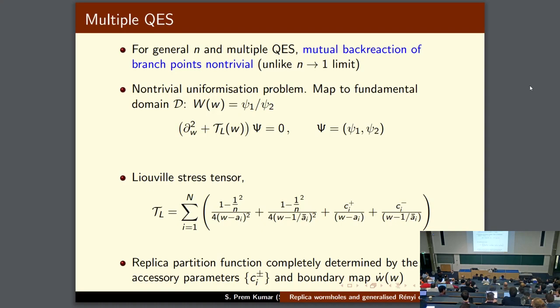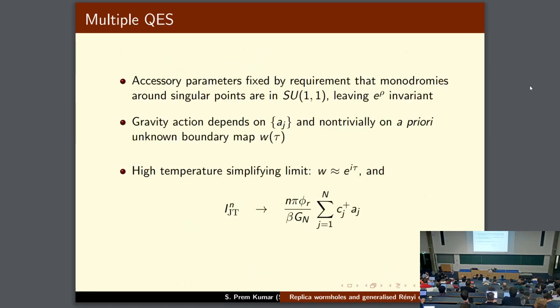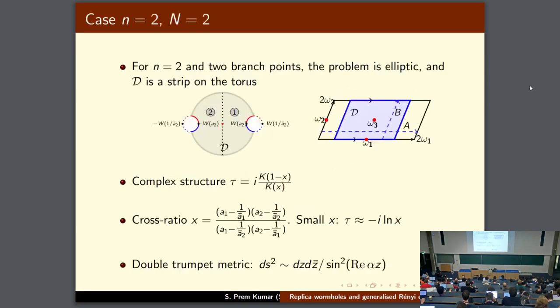This is actually quite well known. You have to solve for the uniformization map, capital W of w, by solving this auxiliary Schrodinger equation, whose potential is the Liouville stress tensor. Almost done. The key in this uniformization problem is to determine these accessory parameters. And it's these accessory parameters that actually eventually determine what the replica action is and what the generalized entropy is. So this can be done. You can show that the replica partition function in some high temperature limit depends only on these accessory parameters, which can actually be found.